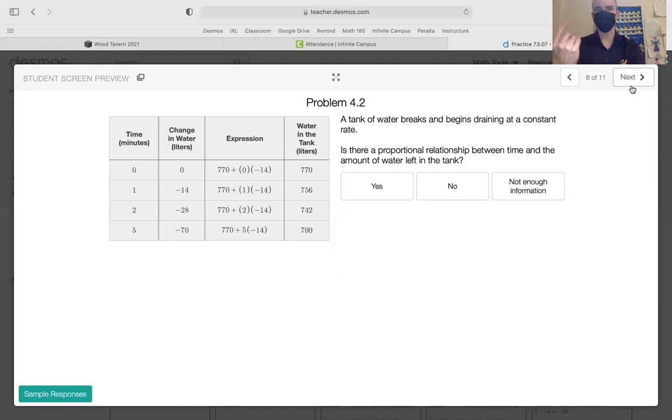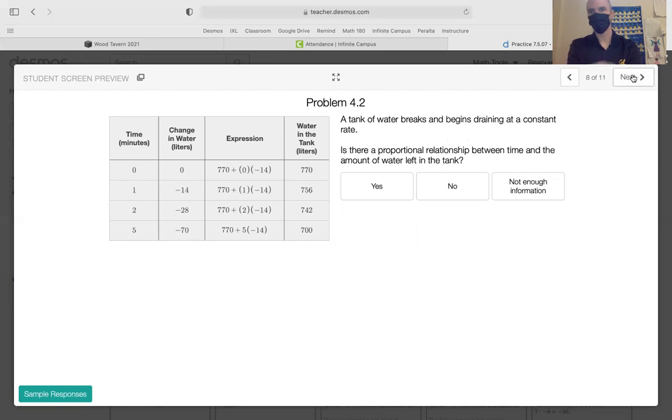Okay, so is there a proportional relationship between time and the amount of water left in the tank? Not the amount of time and the change; there is a proportional relationship there. It wants to know about a proportional relationship between time and the water left in the tank, the fourth column there. I can very easily see that there's not, because in order to have a proportional relationship, you need to have 0 for one value and 0 for the other. And at 0 minutes, I've got 770 gallons in the tank. That right there is enough for me to know that it's not a proportional relationship.